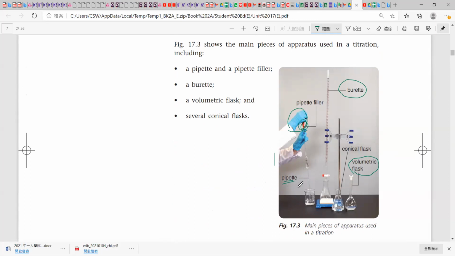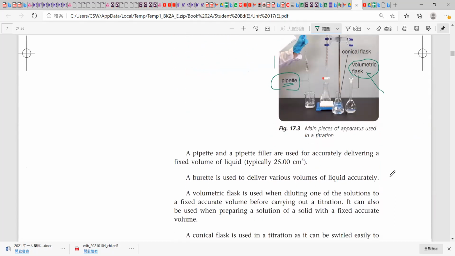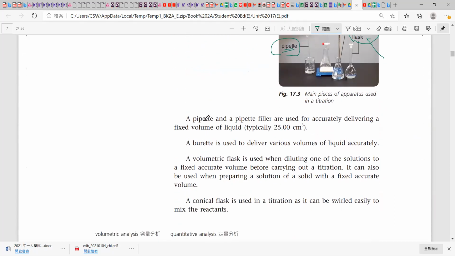First of all, pipette, the one to deliver the fixed volume of solution. Second is burette, is for titration to determine the accurate volume of a titrant. And finally, volumetric flask. This is the place where you prepare the standard solution of certain volume. Okay, so you may have got 3. So you may see that. Okay, accurately delivering a fixed volume of liquid, deliver various amount of liquid accurately. Volumetric flask is used when diluting or preparing a solution.